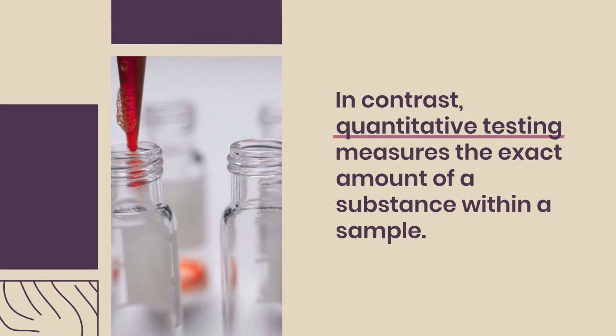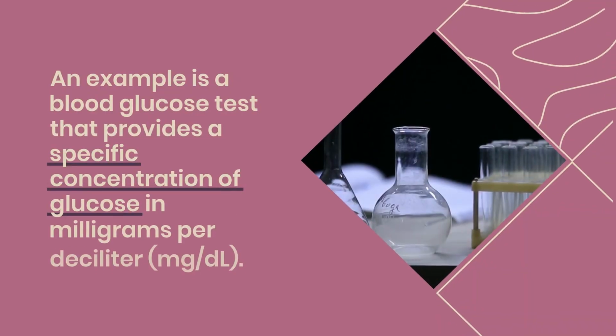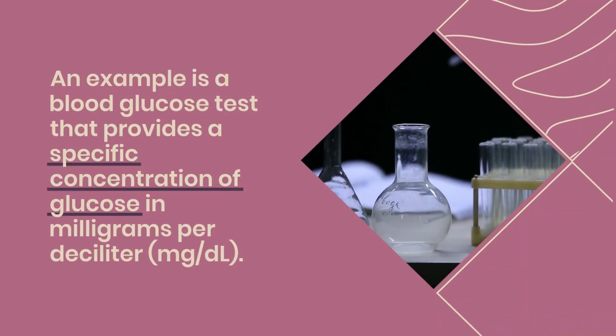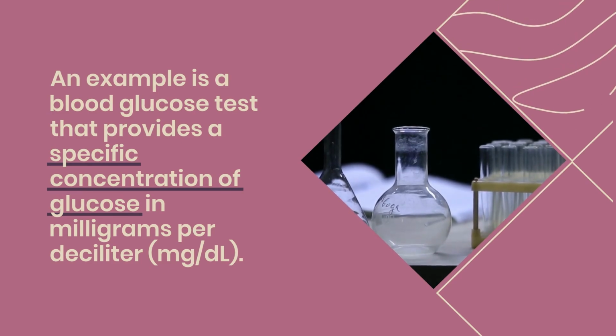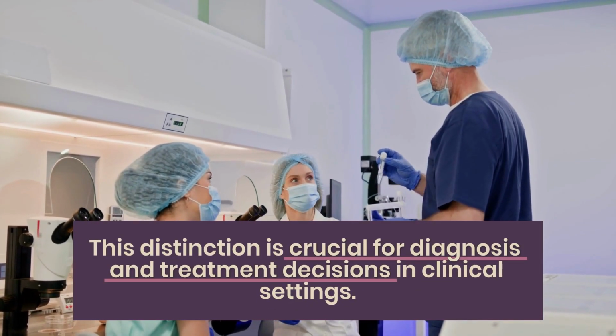In contrast, quantitative testing measures the exact amount of a substance within a sample. An example is a blood glucose test that provides a specific concentration of glucose in milligrams per deciliter, mg/dL. This distinction is crucial for diagnosis and treatment decisions in clinical settings.